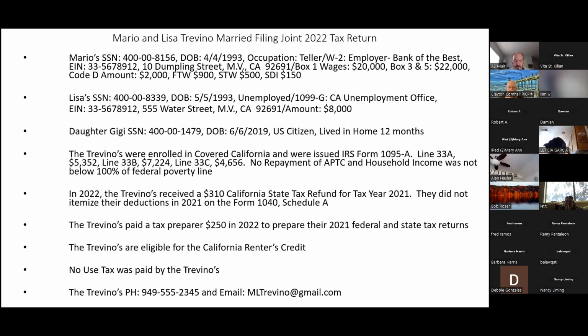Okay, any questions about the fact pattern? What does the APTC initial stand for? Covered California, right there. Advanced Premium Tax Credit. Thank you. Yes, and that acronym you're going to see in the software.